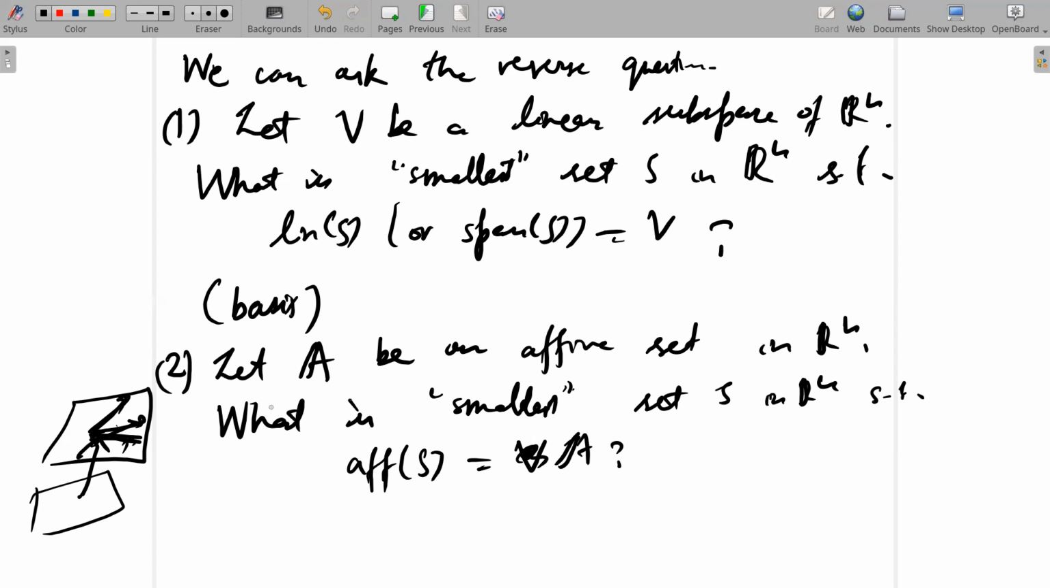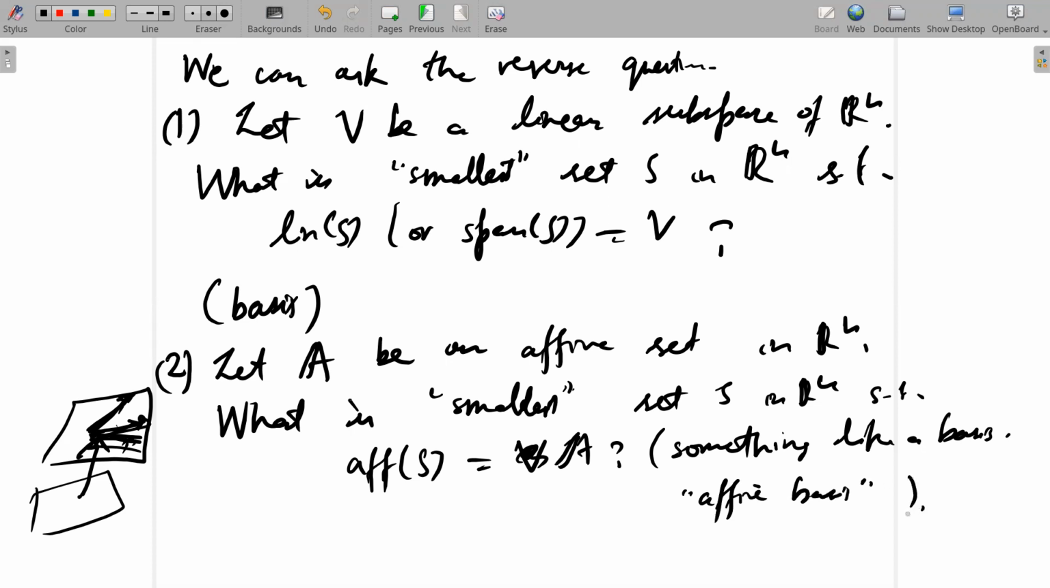One is the translate, and the rest are linearly independent vectors. Who gave that answer? Can you please tell me your name? Ramakrishna. Yeah, Ramakrishna. So as Ramakrishna said, to define a k-dimensional affine set, you need k plus 1 things. One is this translate x0, and then you need linearly independent vectors, once you start pretending it's a subspace. So the answer is reasonably clear. So something like a basis. Let's call that an affine basis. I'll define it after I have finished this thought.